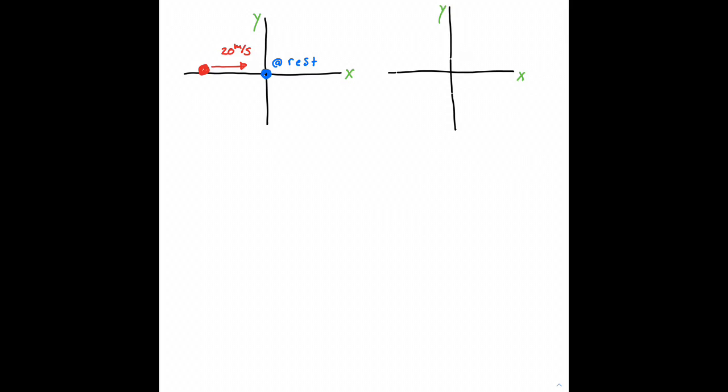So we'll say that we have an object with a mass of 3 kilograms moving to the right at 20 meters per second, and the center of mass of that object doesn't align with the center of mass of a 2 kilogram object that's at rest at the origin.